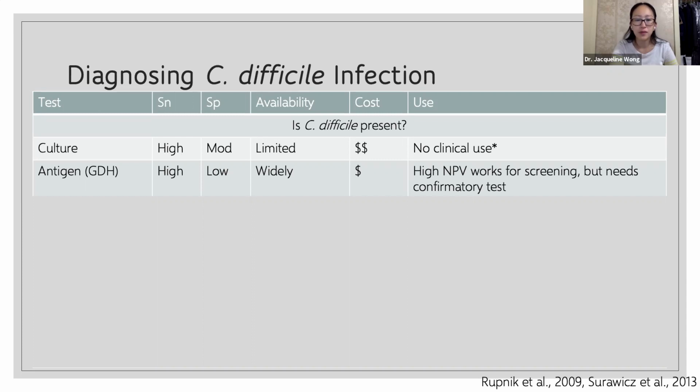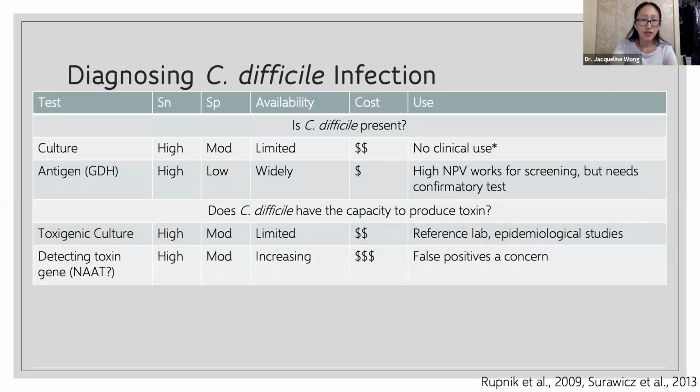Subsequently, there has been a move to GDH-based tests, and again, looking for the presence of C. difficile. The problem being that even though it's very sensitive, it's not very specific, and so these tests often need a confirmatory test to follow. However, these tests are widely available, which is ideal.